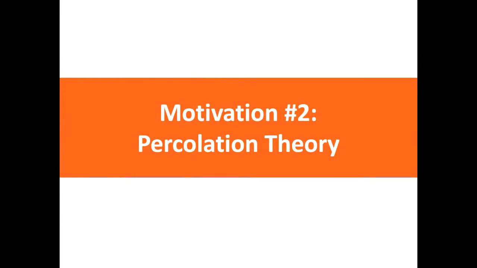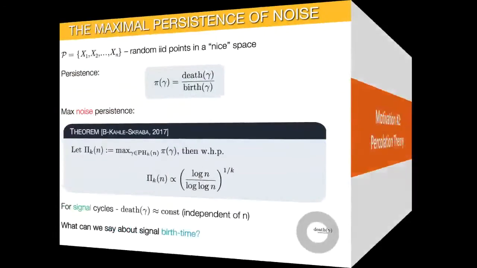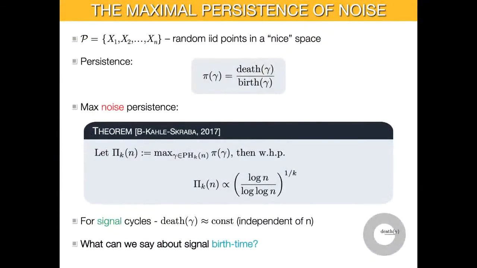Omer, could I ask a naive question? Yes. So if you just go back to the last slide, this pi k of n, I'm not good with logs, but as n is getting larger, this is also getting larger. Is that right? Correct. Yes, it's because we're taking the ratio.